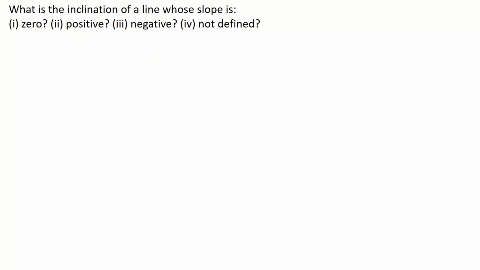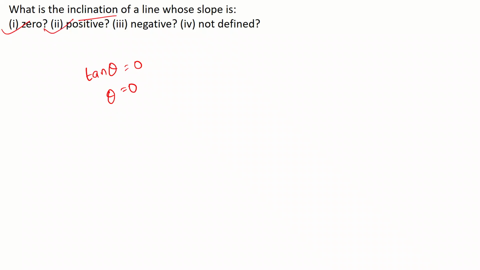What is the inclination of a line whose slope is 0? Okay, so we are given that slope is 0. That means tan theta is 0, which means that theta is equal to 0. So the inclination in such a case will become 0 degrees. Alright.